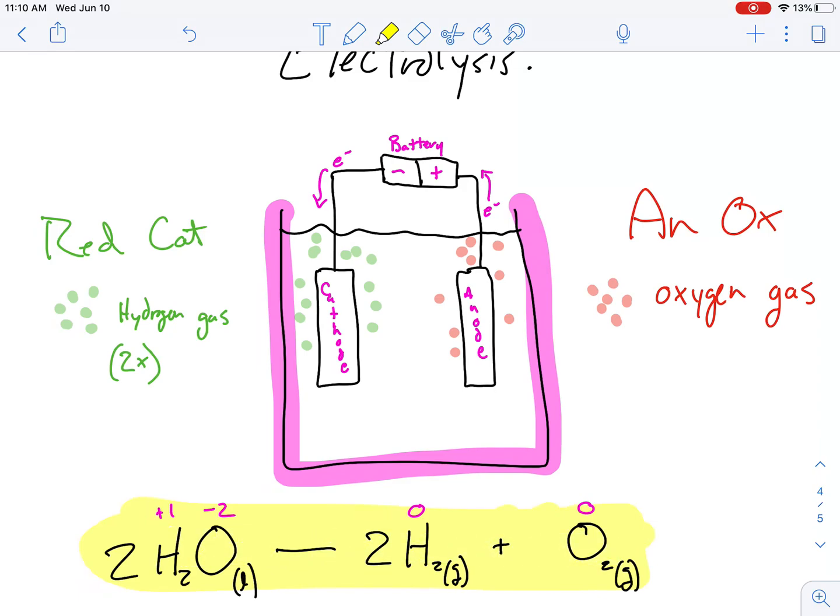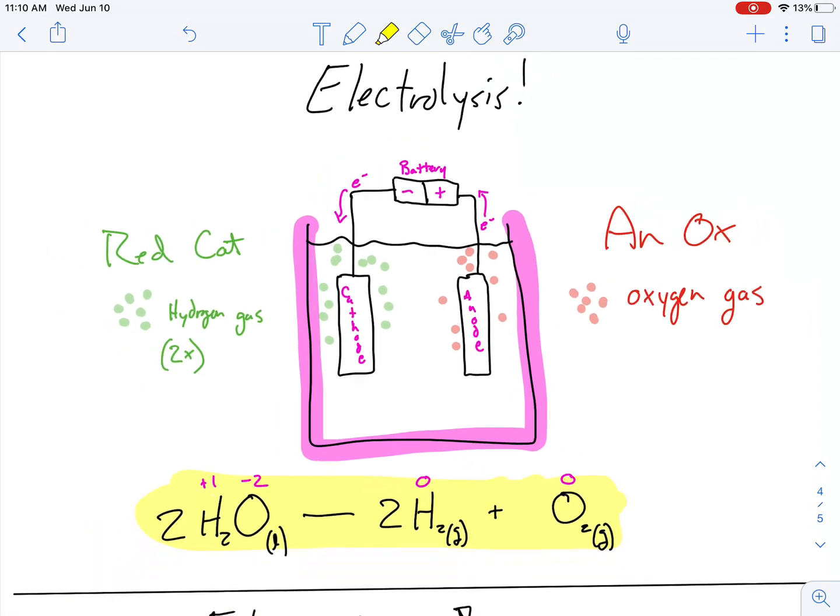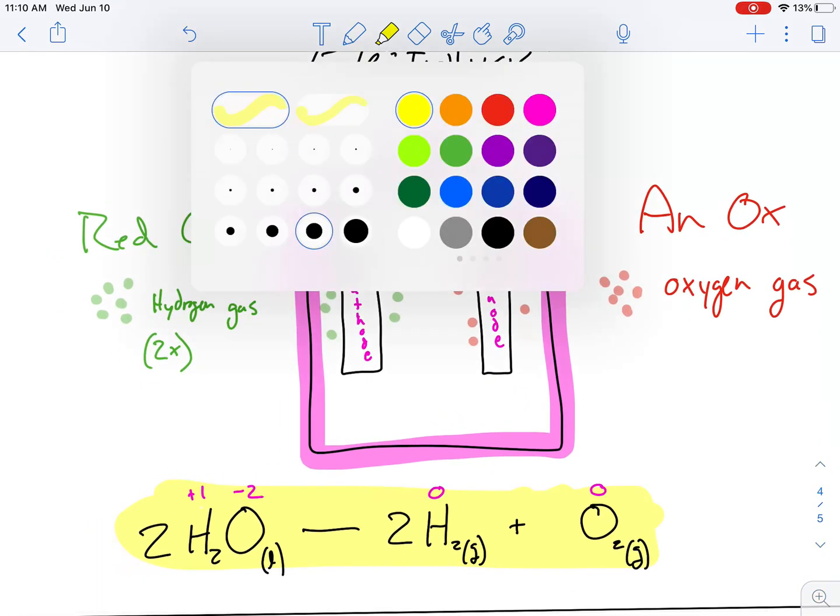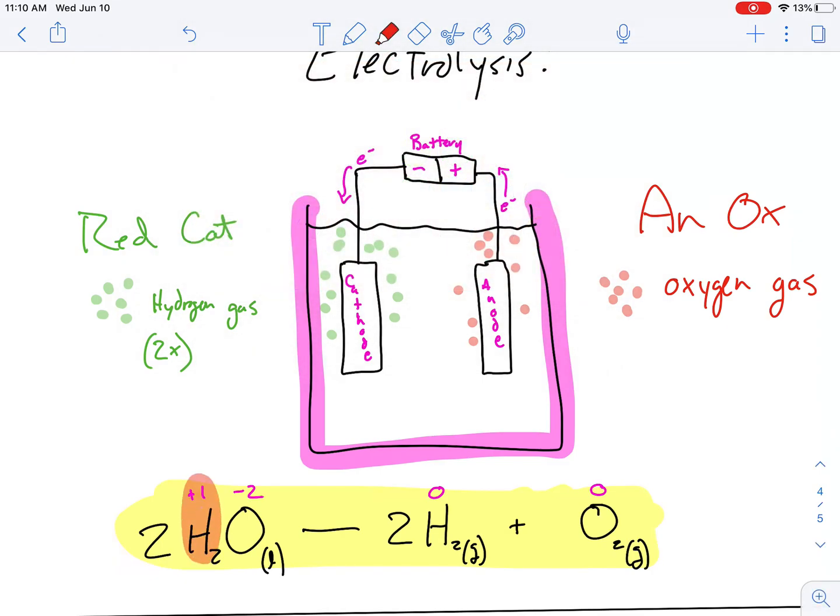Here it is. If I look at my oxidation numbers, I could realize that I have 2 half reactions occurring, oxidation and reduction. All right, which one's which? Let's take a look. Hydrogen's going from positive 1 to 0. That is a reduction in its oxidation number. So the reduction would happen at the cathode, located here, and that would be the hydrogen gas.